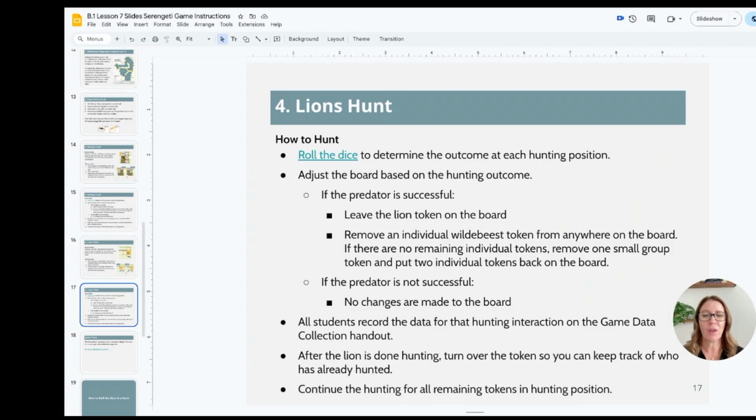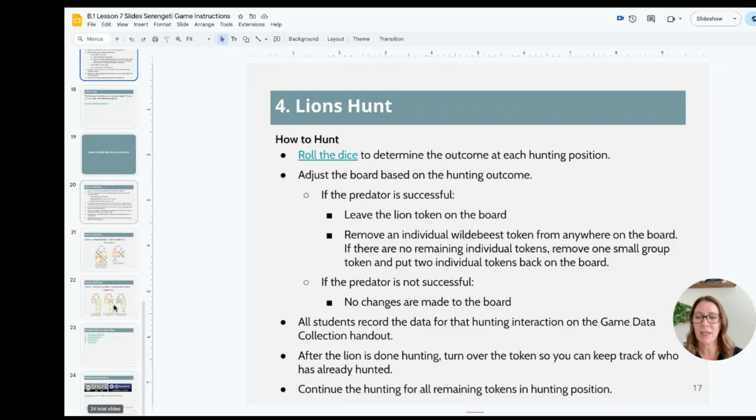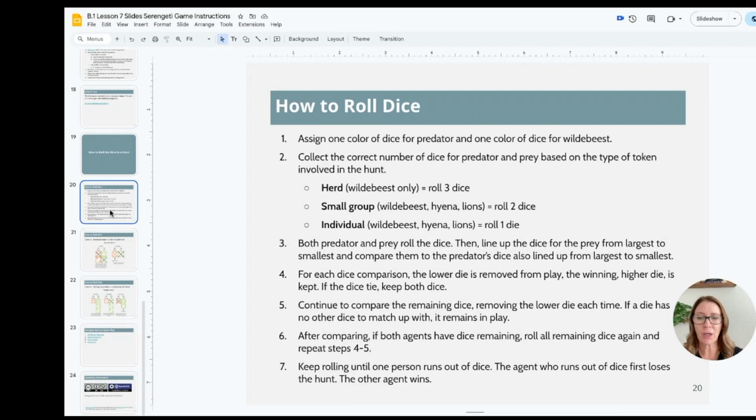So let's talk about rolling the dice. All of this is linked right here in the roll the dice, but I'm going to come down here. If you have a herd, wildebeest only will have this. They're going to roll 3 dice. If it's a small group, they're going to roll 2 dice. And if it's an individual, they're going to roll 1 dice because clans and prides can't hunt. They will never have the 3 dice opportunity. And this is actually why the simulation works, because herds will always have 3 dice, which gives them statistically more of a chance to be successful. So that's the key of the game right there. But we don't share that with students.